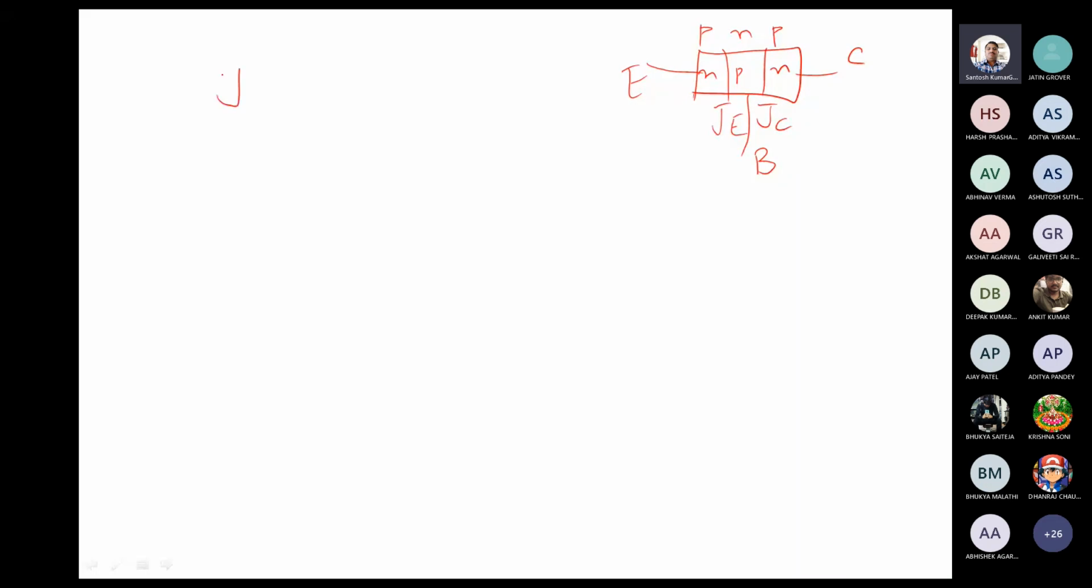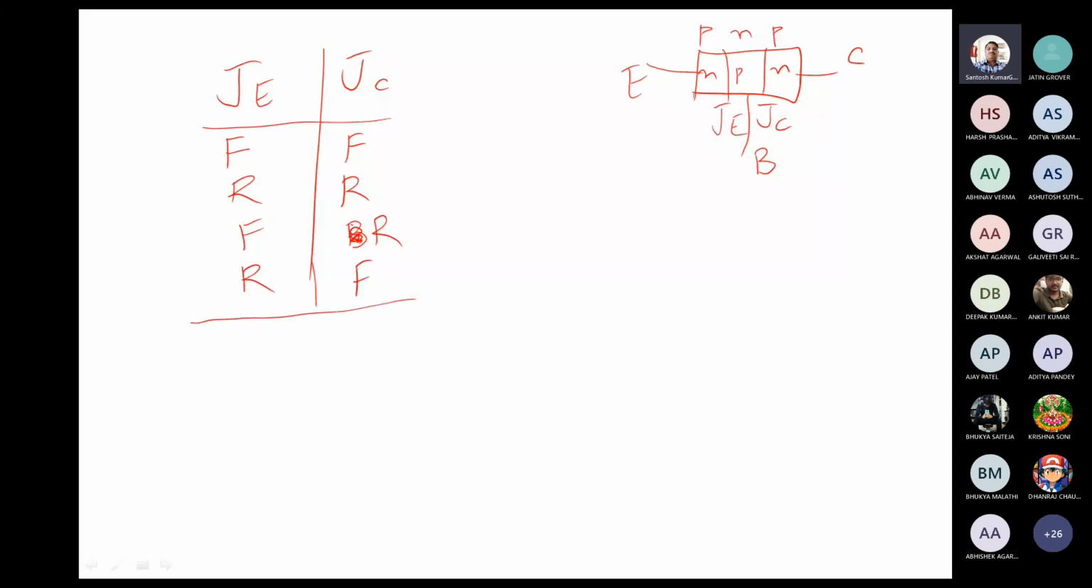So depending on the collector and emitter junctions, we can either forward bias both, we can reverse bias both, or we can forward bias one and reverse bias the other. Okay. So we have these total four possibilities with these two junctions.